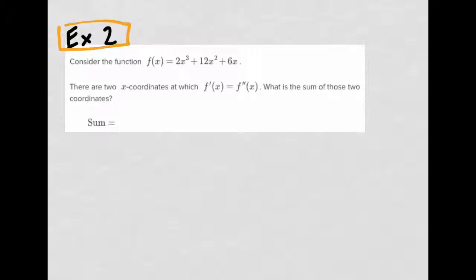Consider the function f of x equals 2x cubed plus 12x squared plus 6x. There are two x coordinates at which f prime equals f double prime. What is the sum of the two coordinates? So it's asking you to find the first derivative, also find the second derivative, set them equal to each other. You'll get an equation. You'll solve for x. You find out the x values. And then when you get those x values, you add them together. That's what it's saying. So let's do that.